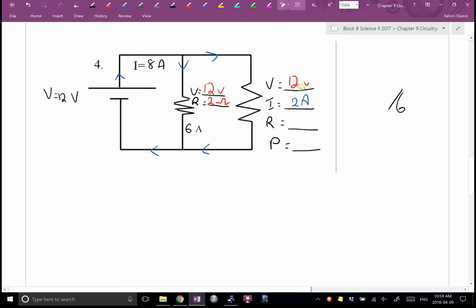Brooklyn, do I know two things? Then I know three things. The current is going to be V divided by, the resistance is going to be V divided by I, 6 ohms. And the power is going to be V times I. Is it 24 watts? Yeah. 1 mark for each of those. That one worked out better.